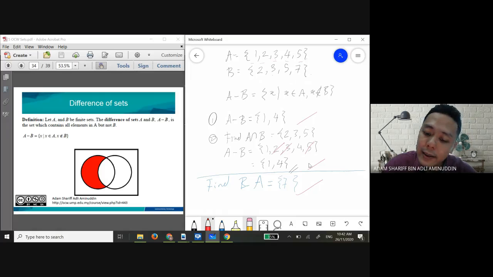You can use either way. Sama ada kamu nak tolak terus atau kamu kalau tak nampak, kamu buat dulu A intersection B, then you write down B, then you cancel out A intersect B or you cancel out A directly. So jawapan dia memang 7 sahaja. Nanti kita buat lagi latihan. Ada soalan berkenaan perkara ni, A difference B.